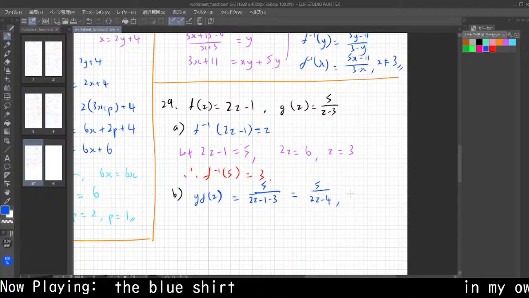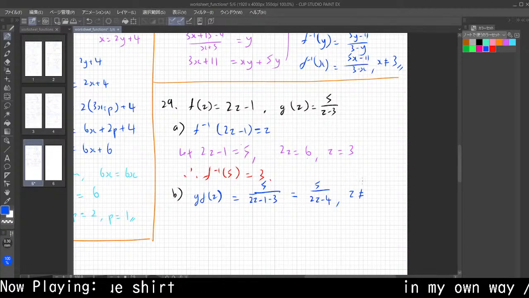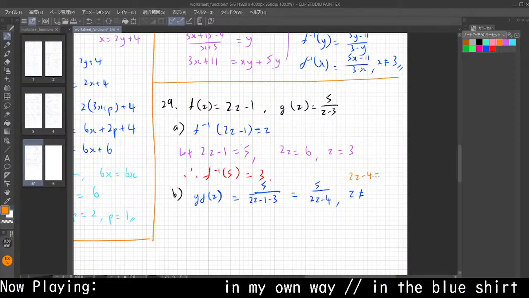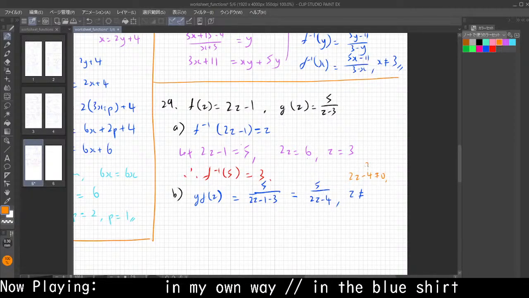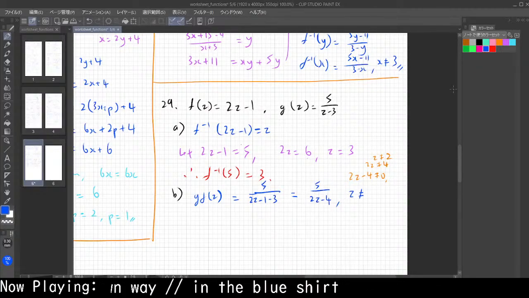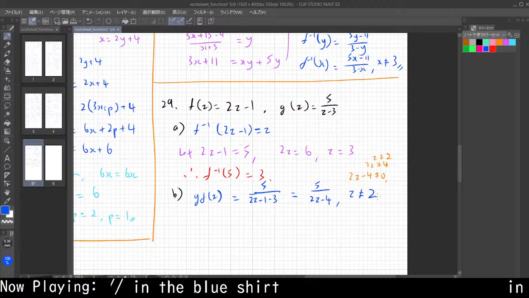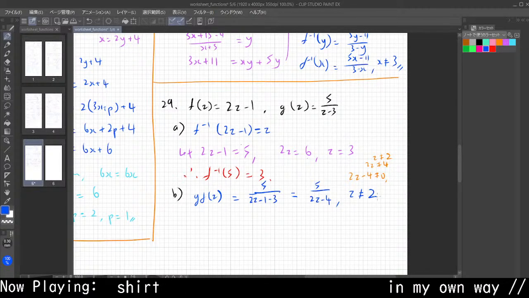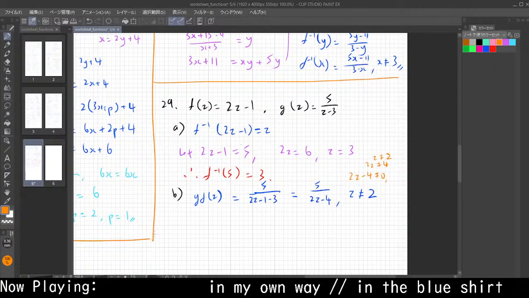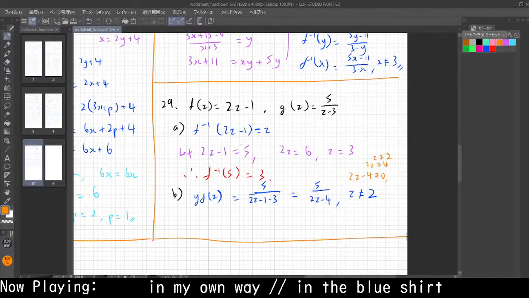Remember to write the domain. Because z is at the bottom, it cannot be equal to some certain number. In this case, how can you check? Again, let's write 2z minus 4 not equal to 0. Rearrange the terms: 2z not equal to 4, z not equal to 2. Therefore, z cannot be equal to 2, or else if you put this number in, the entire function will be undefined. Yep, okay, there, question 29 done.